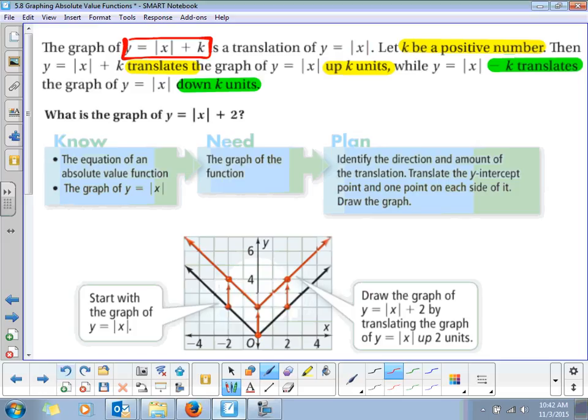So it says, what is the graph of y is equal to the absolute value of x plus 2? The first thing you need to know is your parent function. And your parent function, y is equal to the absolute value of x, is always down here at 0. The parent function is always at 0. So if we're adding 2 to that parent function, which way are we translating? Up 2 units. And that's all that means. Okay? All right.